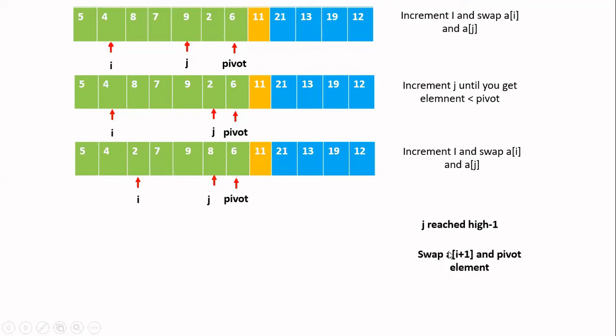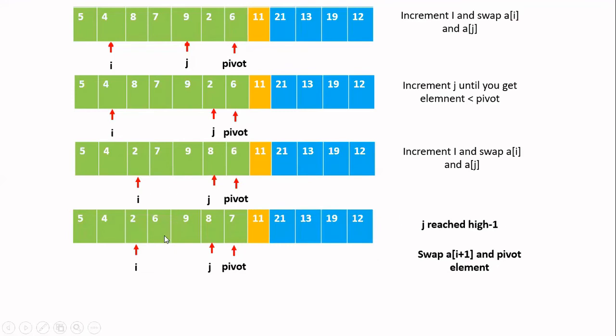So now you have to swap a of i plus 1 and the pivot element. So now you can see here, previously a of i plus 1 is 7 and the pivot element is 6. Now I have to swap these two. After swapping, my new array will be 5, 4, 2, 6, 9, 8, 7. Right? So we have done the swapping now.